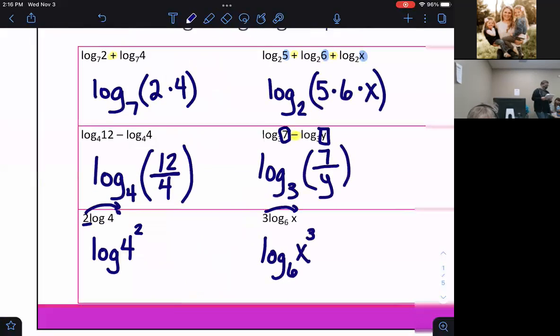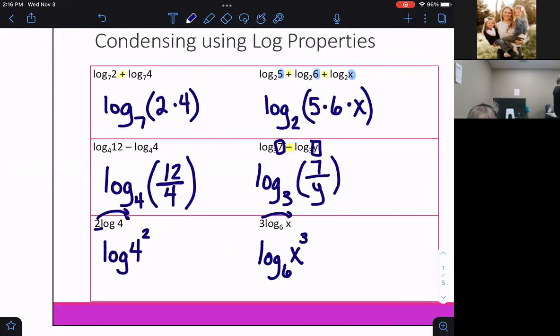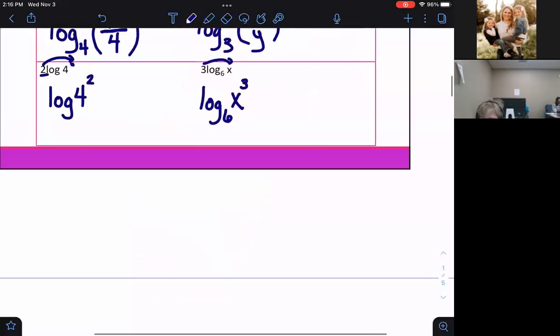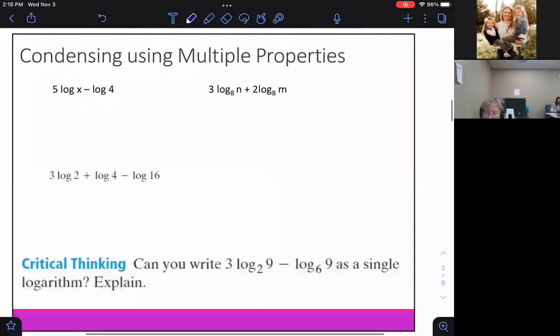So now we've practiced each of the properties individually. So we started out with the product property for the first 2, then we moved to the quotient property in the middle, and then the power property down there at the bottom. And now on the next slide, we're going to use multiple properties in one problem. So if we look at the first example, we have 5 log x minus log 4.